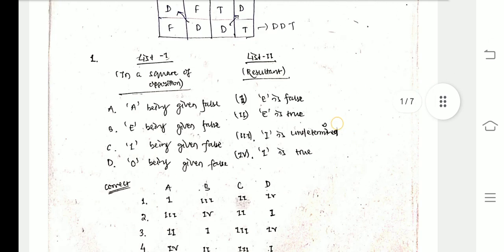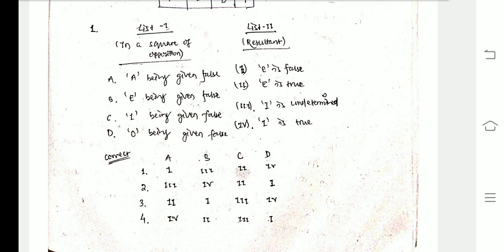Now we are going to see question number one. A being given false. Then we have to see E, I, and O. A is false, and at least one of A and E is false, so we cannot say anything about E. A will take neither I nor O. It clearly means option 2 and 4.